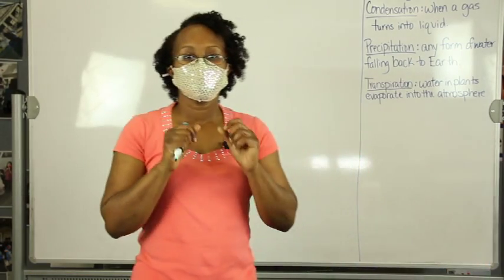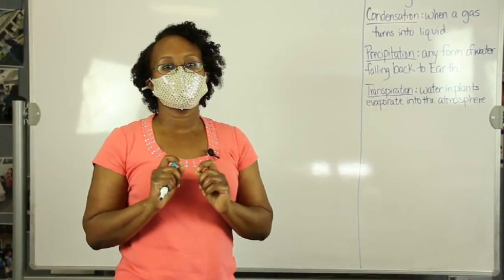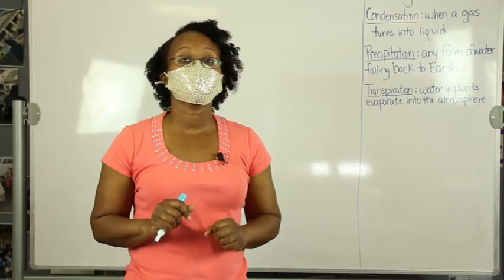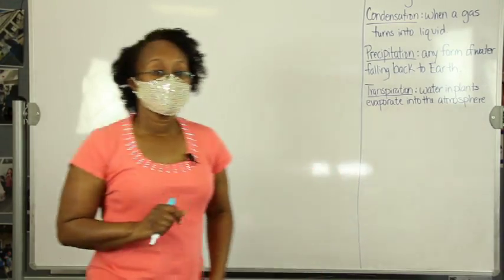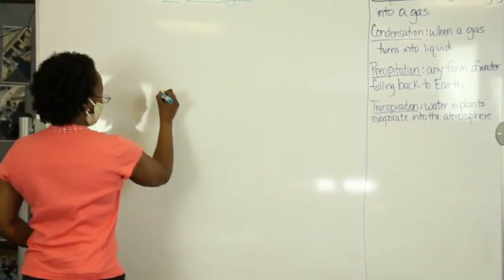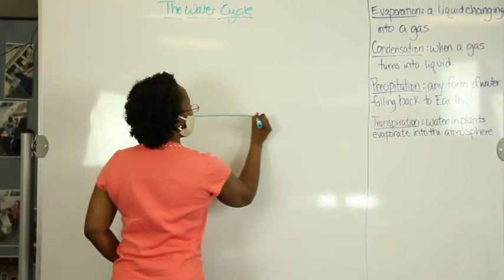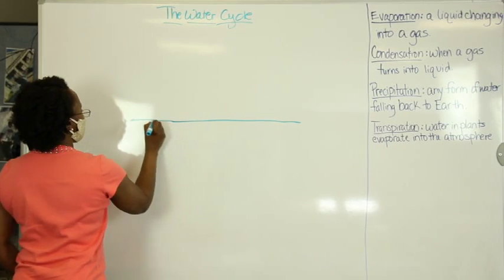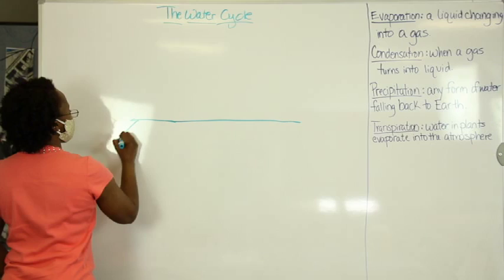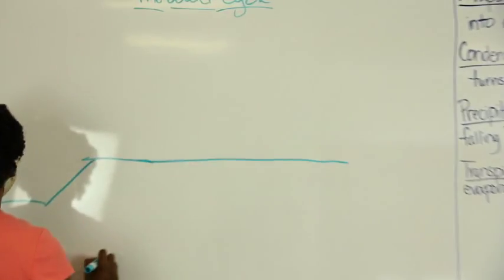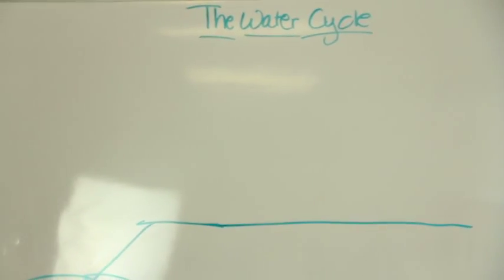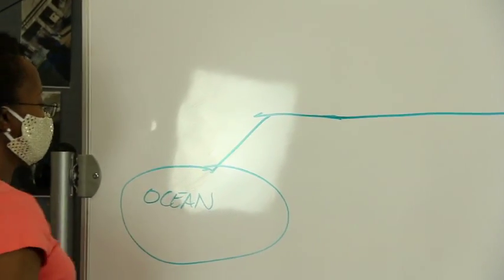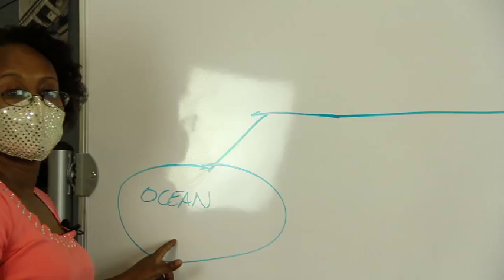All right? So you're going to be subjected to my drawing today. Please remember, be advised, my drawing is not the best. Okay? So let us start by creating an environment that we can talk about the water cycle. So I'm going to do this. So let's say over here we have an ocean. This ocean is filled with water.